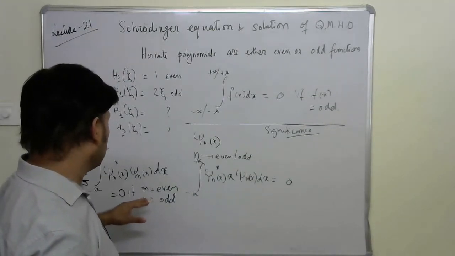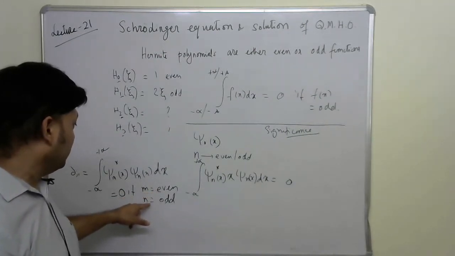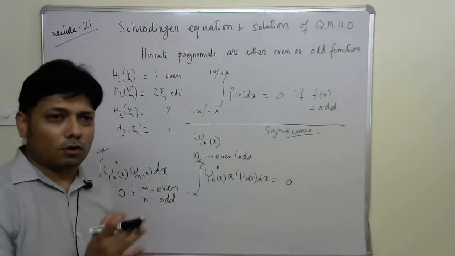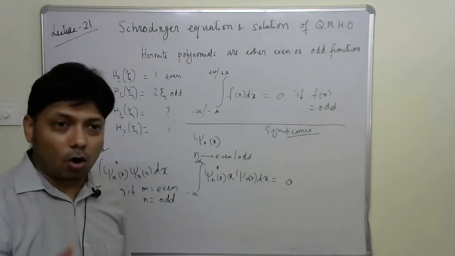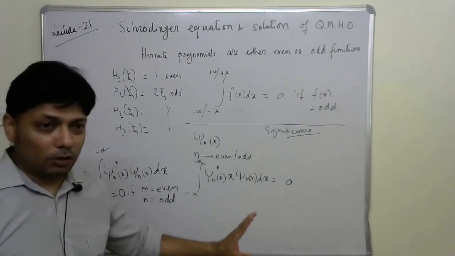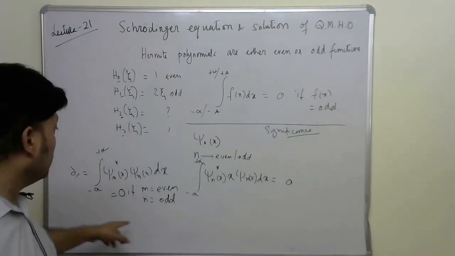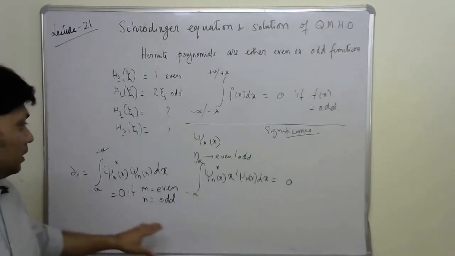But what happens if m and n are not of opposite parity, so it could be both even or both odd? Then definitely we have to calculate the integral. We cannot predict the orthogonality value to be 0 by this method. So I hope you understood.